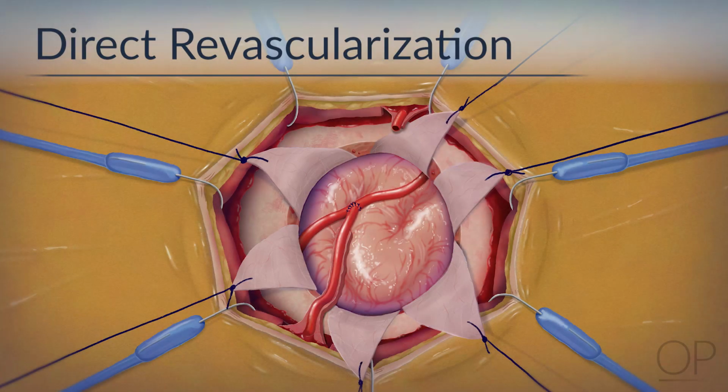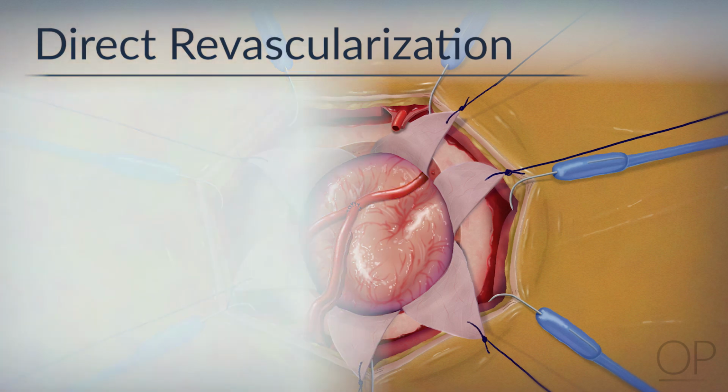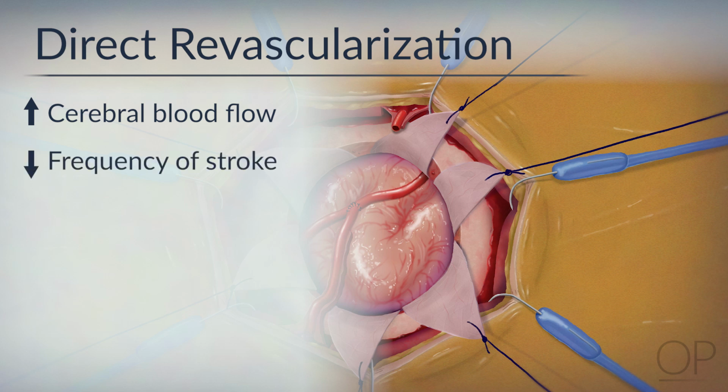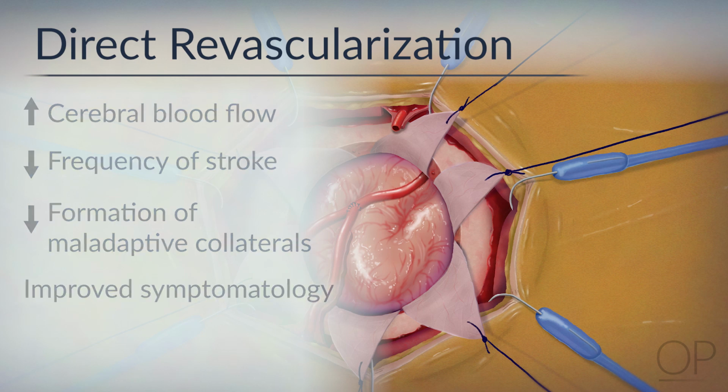Direct revascularization involves taking a branch of a different non-pathologic artery, typically the superficial temporal artery, and anastomosing it to a cortical artery, typically a branch of the middle cerebral artery. It can be an effective treatment to increase cerebral blood flow, reduce the frequency of strokes, reduce the formation of maladaptive collaterals, and improve symptomatology. It is usually performed on adults.